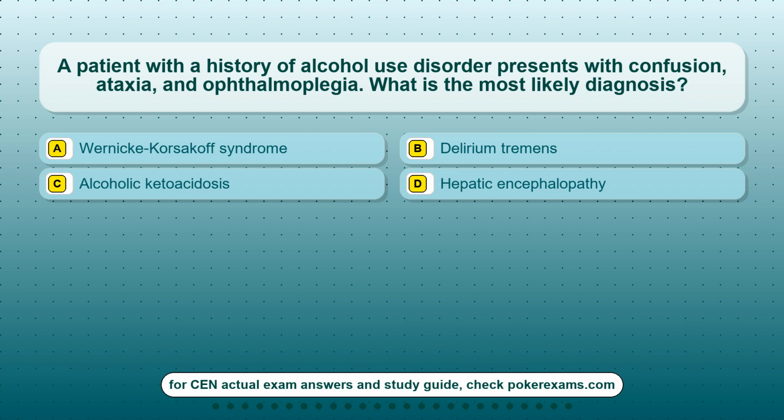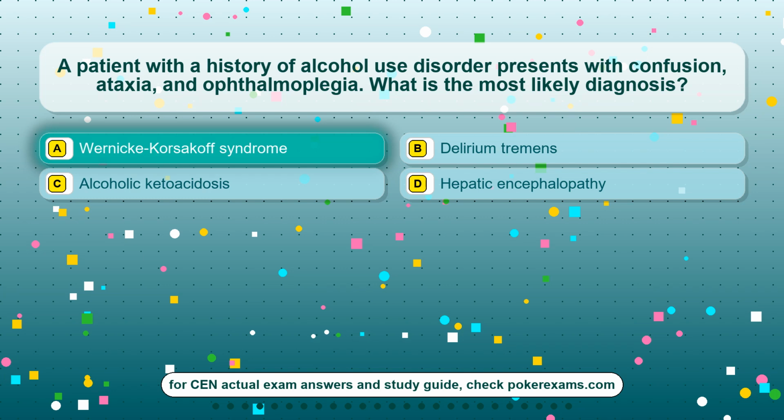Question 1. A patient with a history of alcohol use disorder presents with confusion, ataxia, and ophthalmoplegia. What is the most likely diagnosis? Option A. Wernicke-Korsakoff syndrome. Option B. Delirium tremens. Option C. Alcoholic ketoacidosis. Option D. Hepatic encephalopathy.